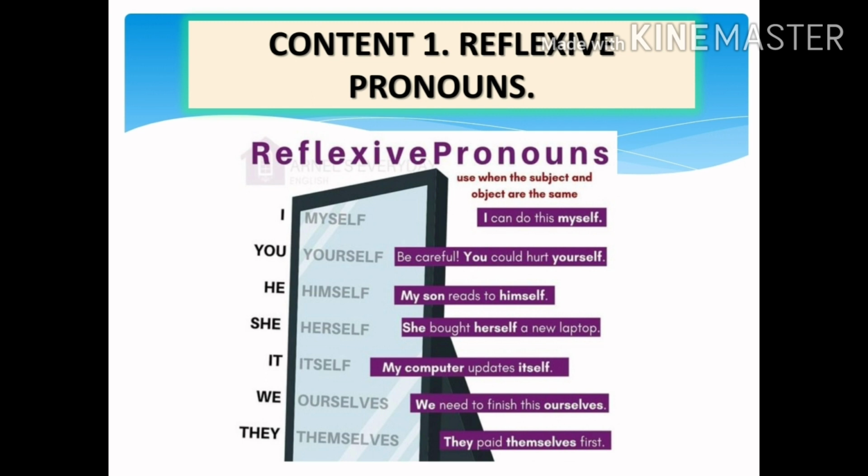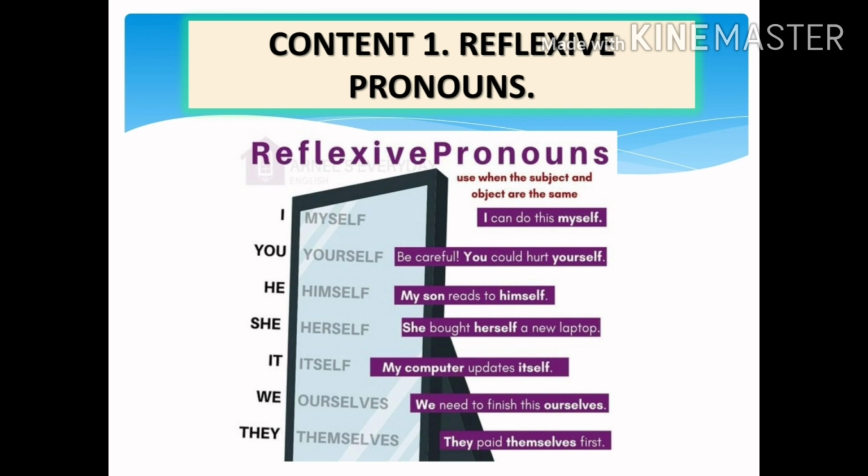Next one, she bought herself a new laptop. Ella compró por sí misma una nueva laptop. Next one, my computer updates itself. Mi computadora se actualizó por sí misma. We need to finish ourselves. Necesitamos finalizar esto por nosotros mismos. And the last sentence is, they paid themselves first. Ellos pagaron por sí mismos primero.